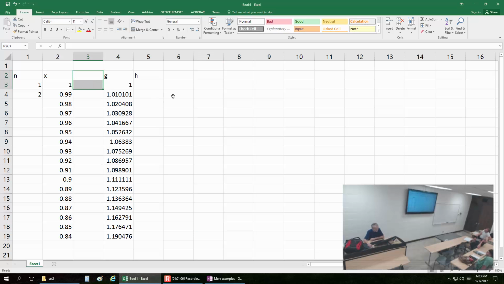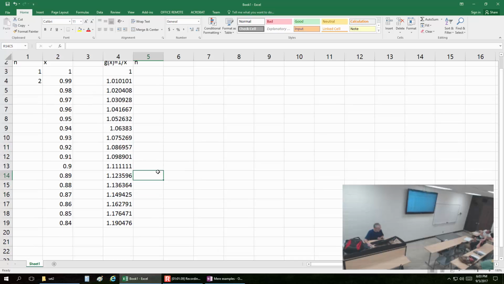In fact, I'll probably erase it. So this is my function, which is 1 over n, 1 over x. The values are computed. The trend, as we are progressing very slowly from right to left, the x is going from right to left towards 0. And what's happening to 1 over x? It is growing, but kind of slow.